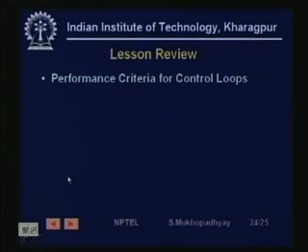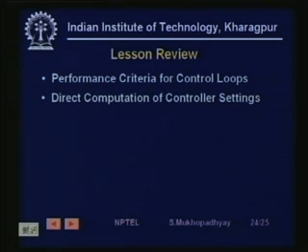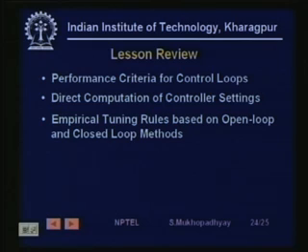So this is the end of our lesson, and what we have basically reviewed are the various performance criteria for control loops. Then we saw a method of direct computation of controller settings based on a process model, open loop plant model, and a reference model. Then we found out some empirical tuning rules which are based on open loop and closed loop experiments that you can perform on the plant. And finally we saw a procedure called auto tuning, where we could quickly and automatically do an experiment and find out the controller settings.